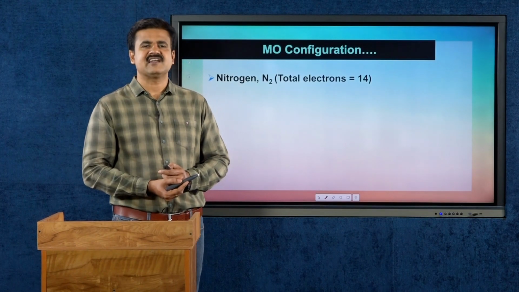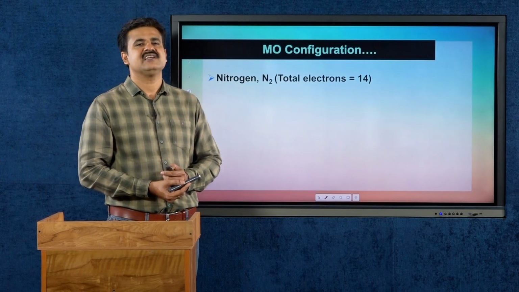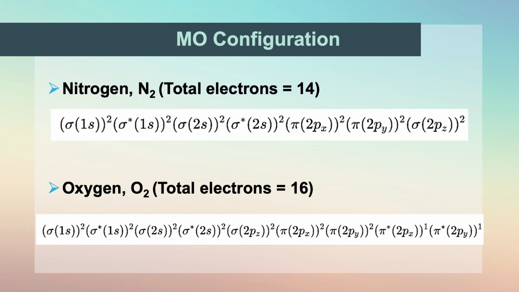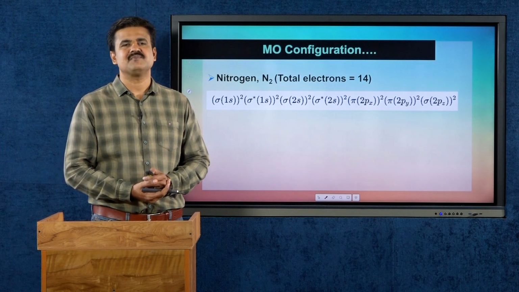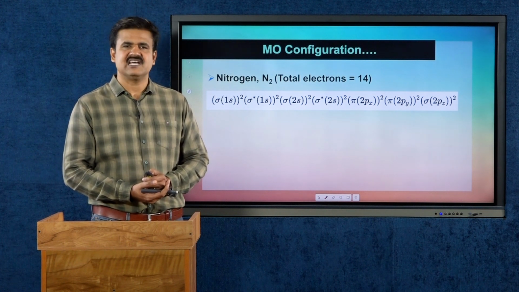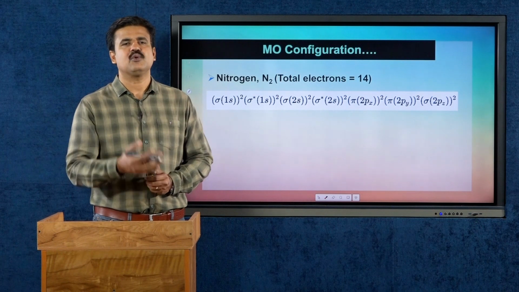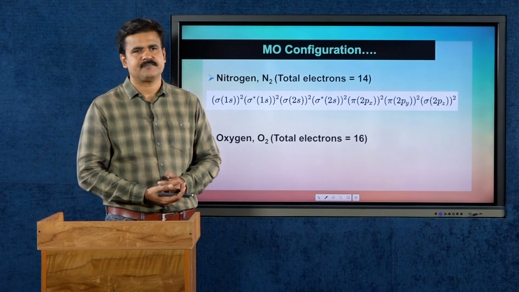Similarly, we can take the nitrogen molecule. As I mentioned, it is a system of 14 electrons. These 14 electrons can be arranged in the molecular orbitals of nitrogen as sigma 1s 2, sigma star 1s 2, sigma 2s 2, sigma star 2s 2, pi 2px 2, pi 2py 2, sigma 2pz 2. The nitrogen molecule shows some exceptional configuration. That is why the electronic configuration or MO configuration is like this.